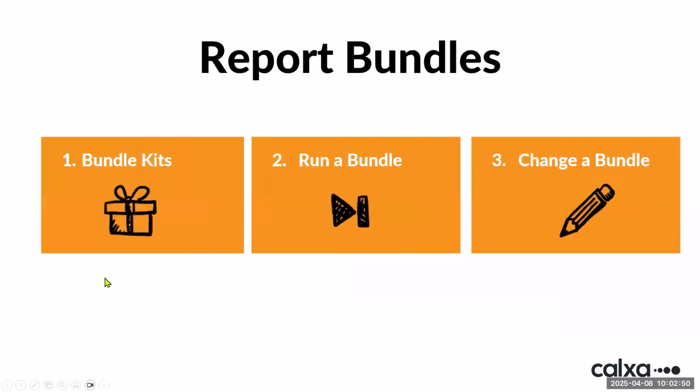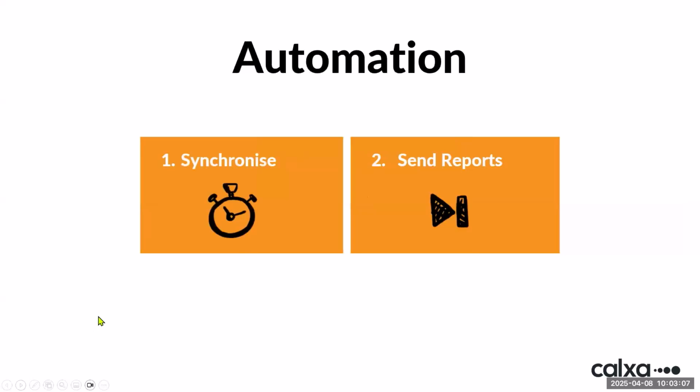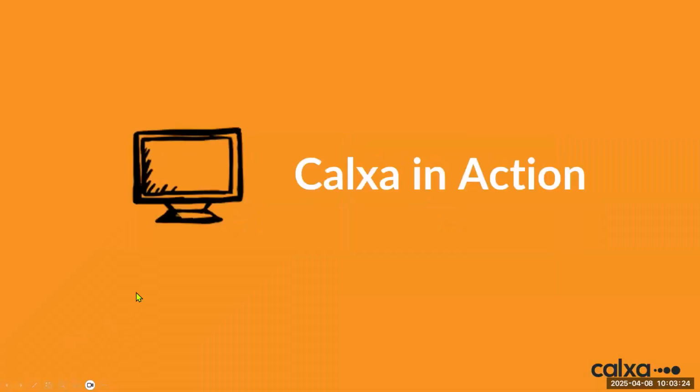We're also going to have a look at what we call report bundles, and a bundle is simply a group of reports. We're going to have a look at how we can build those bundle kits and how we can run that bundle and how we can very easily change the details on an entire bundle. We're then going to have a look at how we can make life much easier for you through a synchronization process or an automation process, and how you can very easily send out groups of reports without having to do too much effort yourself once you've set those up. Let's have a look at Calxa now.